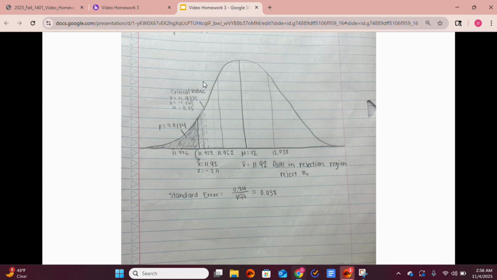I then shaded to the left of 11.92 to represent our p-value. Then I labeled the critical value, x equals 11.9375, and shaded to the left of that to show the rejection region. Then I wrote that 11.92 falls in the rejection region.